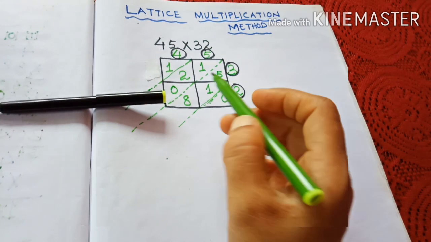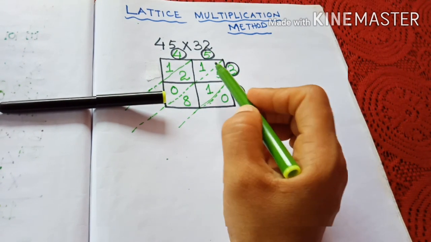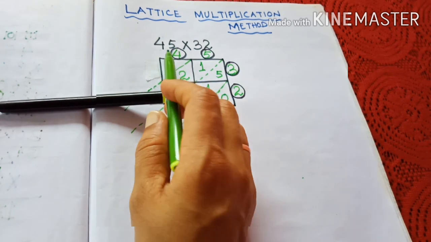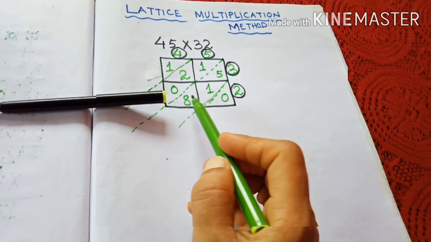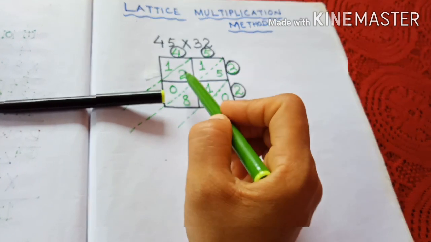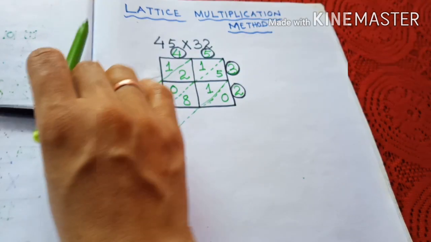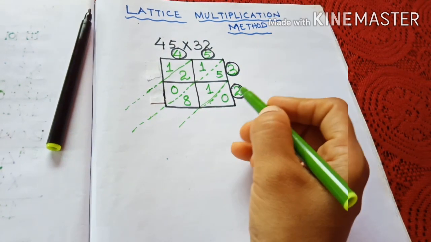5 twos are 10. We will write 1, 0, 10. 5 threes are 15, written here 1, 5, 15. Now 4 twos are 8. We will write 0, 8, and 4 threes are 12. We have written 1, 2, 12. The multiplication part is over. Now we will add.